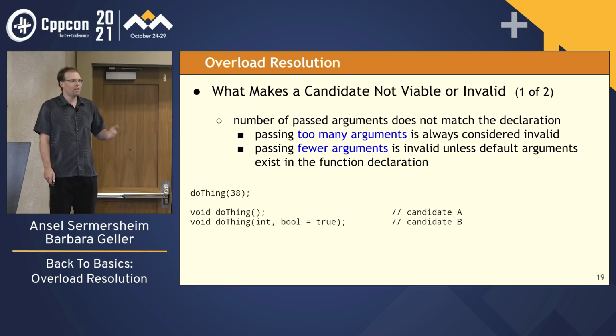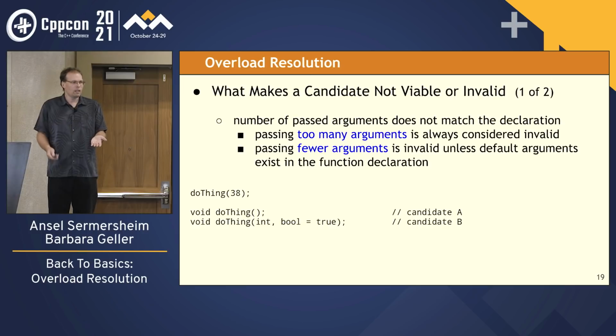One of them is that the number of arguments you're passing in the function call can't possibly match the declaration that it's looking at. So if you're passing too many arguments for the given declaration, that's always considered invalid. That's no way that will work. If you're passing fewer arguments, that's usually invalid. But of course, default arguments can be declared in the function declaration. And so those are optional. So passing fewer arguments than the given declaration may be valid.